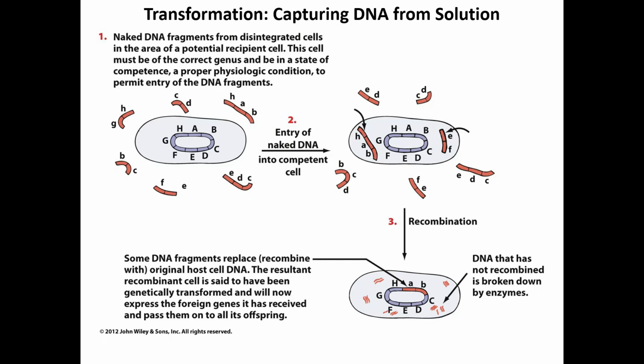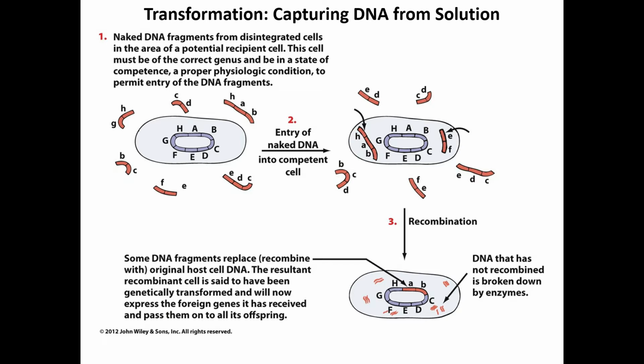Alright, so here you have a little bacterial cell and you have fragments of DNA in red in the environment. Alright, so these fragments of DNA are taken up by the bacterial cell. And where there is complementary base pairing between this naked DNA that you've just taken up and the host chromosome, you can have homologous recombination.